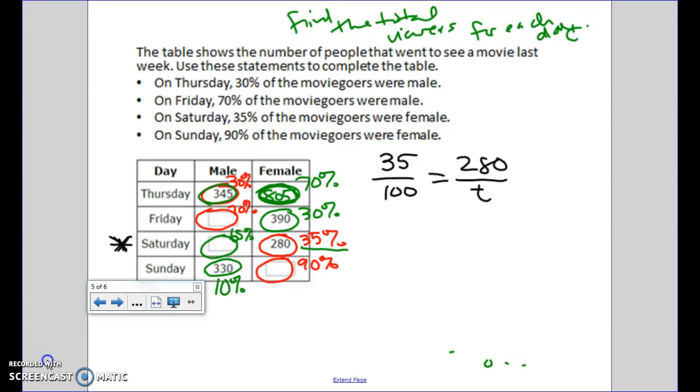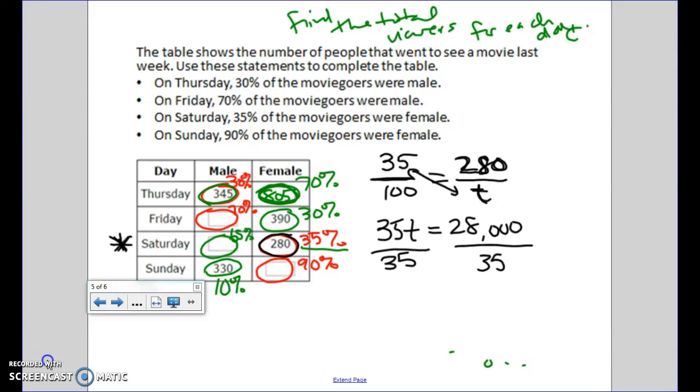So I'm looking down here at this one. I'm going to solve it using a proportion instead. This represents 35%, or 35 out of 100. 35 compared to the total 100%. And in this case, we have 280 females compared to the total that we don't know. And so again, I can solve it a different way using cross multiplication. 35T equals 28,000. Divide both sides by 35. And now I know that T equals 800.